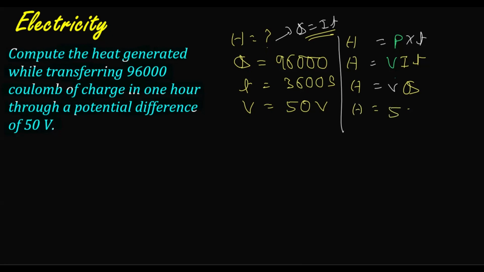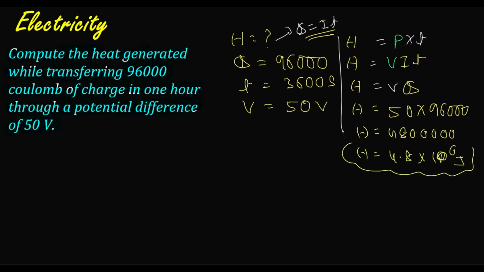V is 50 and Q is 96 followed by 3 zeros. So 96 into 5 is 480, and followed by 4 more zeros. If I write in the standard form, it's 4.8 multiplied by 10 raised to the power 6 joule. This would be the answer, and it should be considered as a shorter way to do this question.